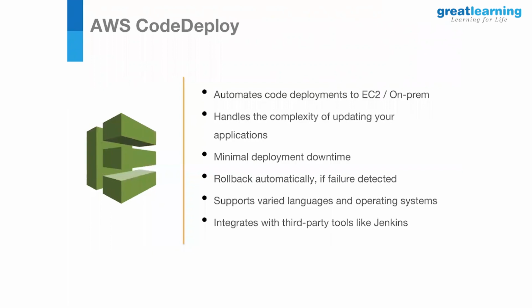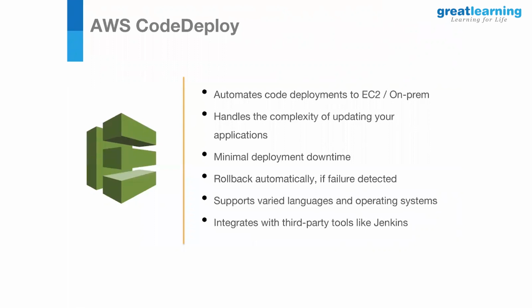So the next one is AWS CodeDeploy. AWS CodeDeploy is a deployment service that automates code deployments to any instances, including Amazon EC2 instances, instances running on-premises, or serverless Lambda functions. So it supports all these three.